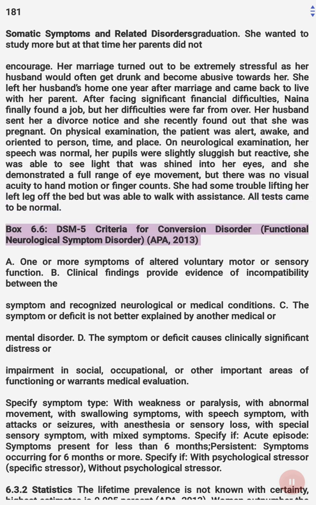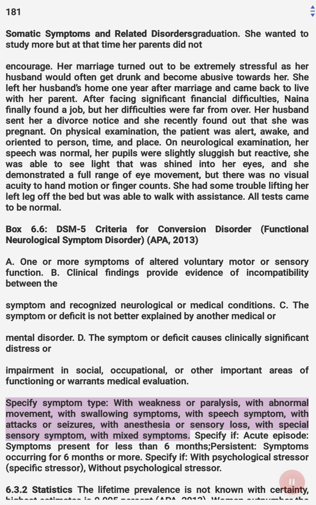Box 6.6. DSM-5 Criteria for Conversion Disorder, Functional Neurological Symptom Disorder, APA, 2013. A. One or more symptoms of altered voluntary motor or sensory function. B. Clinical findings provide evidence of incompatibility between the symptom and recognized neurological or medical conditions. C. The symptom or deficit is not better explained by another medical or mental disorder. D. The symptom or deficit causes clinically significant distress or impairment in social, occupational, or other important areas of functioning or warrants medical evaluation.